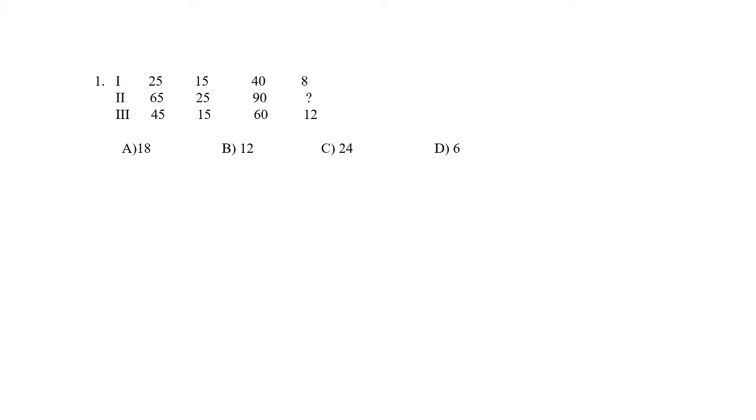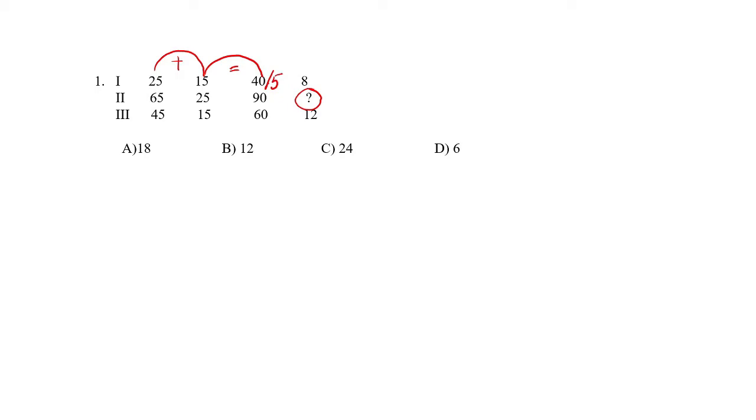Now coming to the first question, there are 3 rows and 4 columns in this question. We have to find the missing number. First of all, find out the relation between these numbers. If you observe these numbers, here 25 plus 15 is 40. Then from 40, how do we get 8? Suppose 40 by 5, then we get 8.